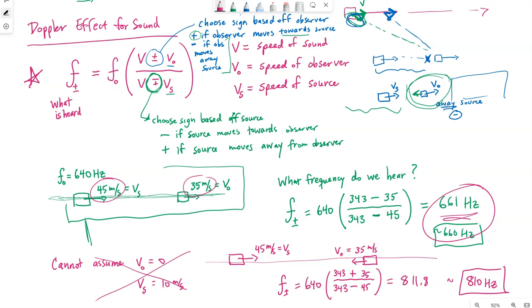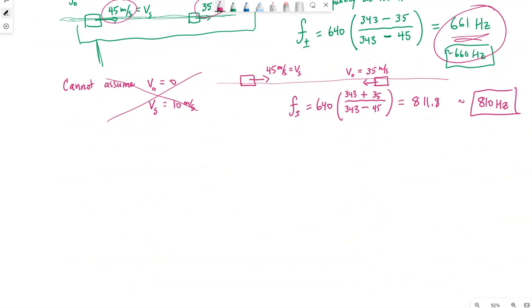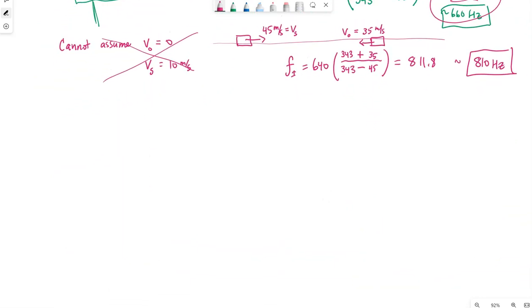So the Doppler effect for sound is we hear a higher or lower frequency based off of motion. Motion towards, we hear a frequency higher than what's actually being emitted. Motion away, we hear a lower frequency. So for sound, that is that previous equation. Light will also demonstrate the Doppler effect.